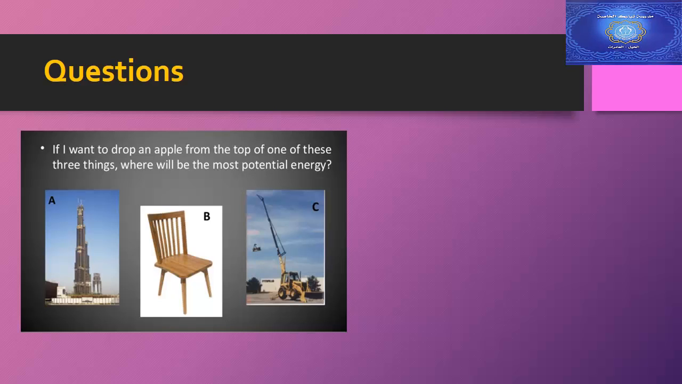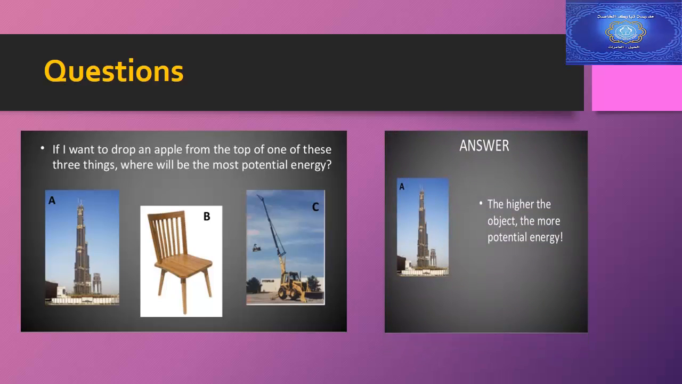We know before that potential energy or gravitational potential energy of an object depends on its height or its position from the ground. Which one has higher height? Yes, the answer is picture A, because the higher the object, the more potential energy.